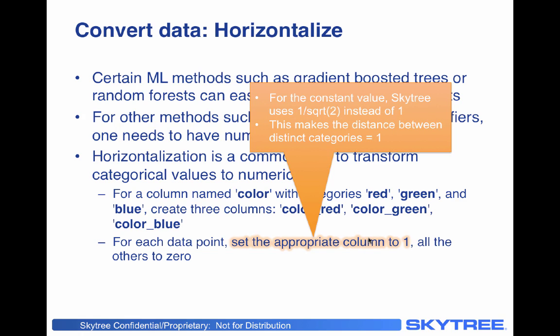Skytree uses a convention where the constant value that occurs in the horizontalized columns is not 1, but 1 over square root of 2. This is simply a convention, and it just makes the distance between distinct categories equal to 1. When you calculate Euclidean distance between two categories, if you set the horizontalized columns' non-zero values to 1, then the distance between two distinct categories would be square root of 2. Using the Skytree convention, this distance becomes 1.